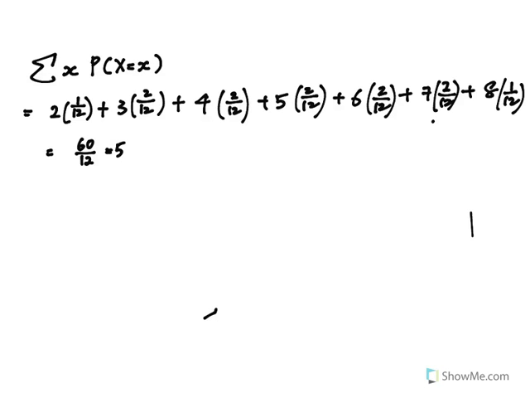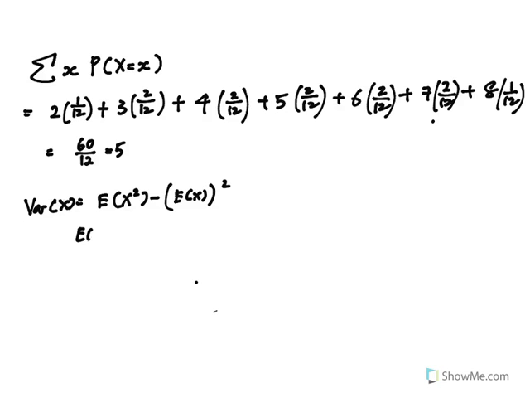Alright, and next one, we are required to find the variance of X. Variance of X will just be E of X squared minus E(X) whole thing squared. Alright, so what's E of X squared? E of X squared, again, will be a summation.